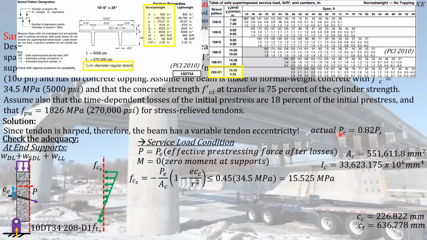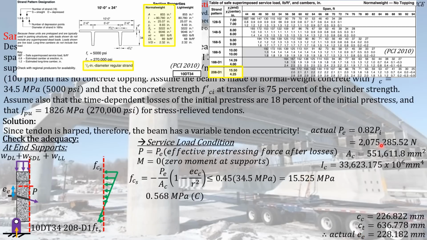force, which we already computed a while ago, which is equal to this, and then the corresponding actual eccentricity at the end. So take note, we already changed the magnitude of the eccentricity at the end supports in order for our design to be adequate with respect to the transfer stage. And the actual eccentricity we have computed a while ago is equal to this. So that is the eccentricity that we will be using for checking the adequacy of our design with respect to the service load condition.